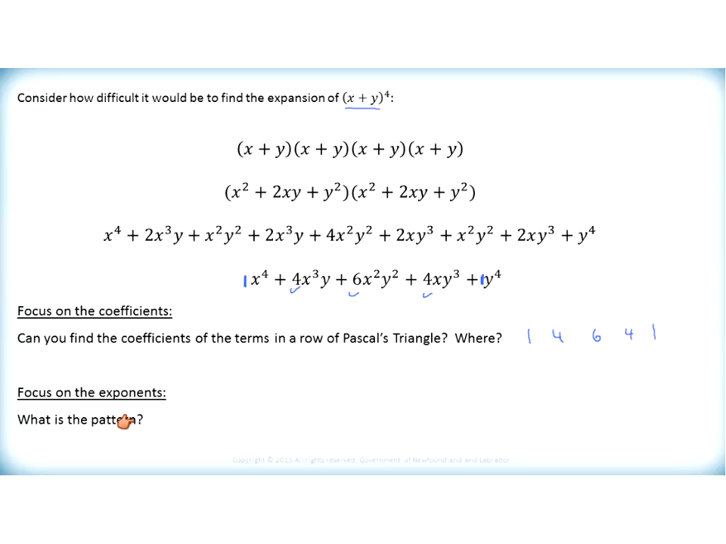So there is a pattern as well with the exponents. The powers of x decrease.